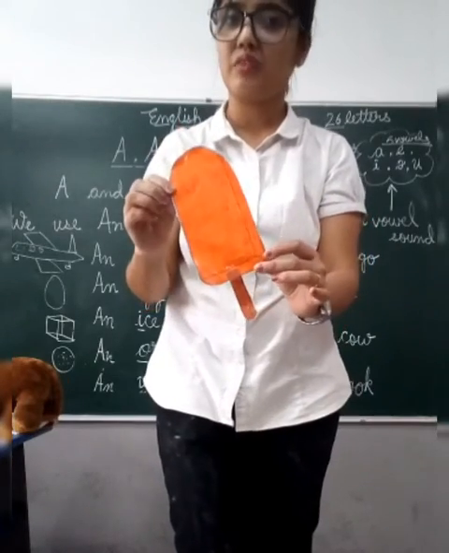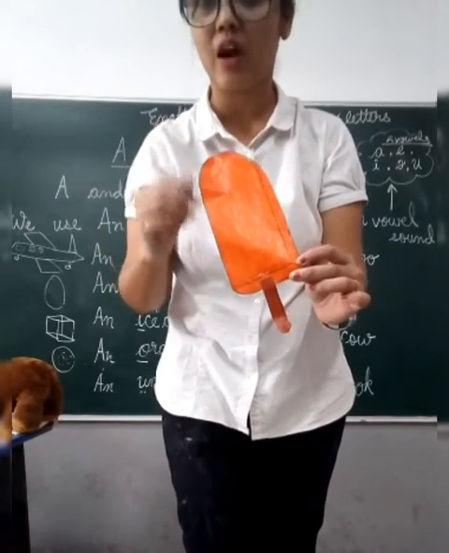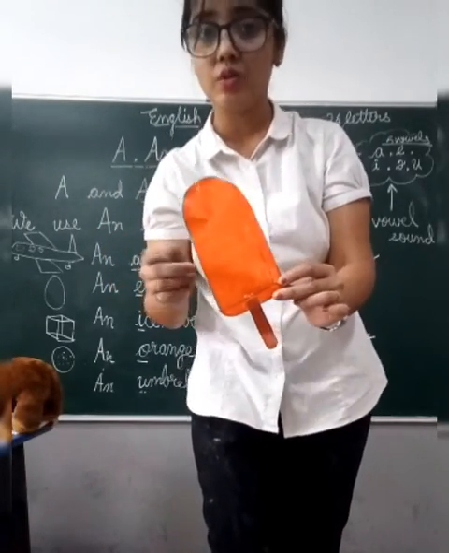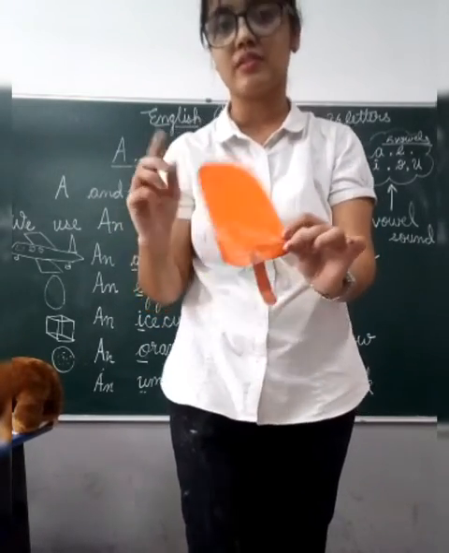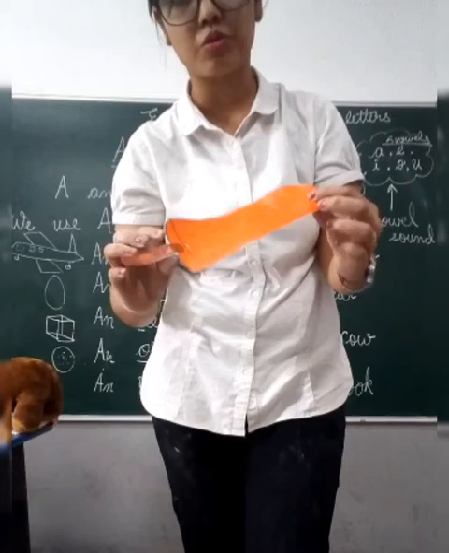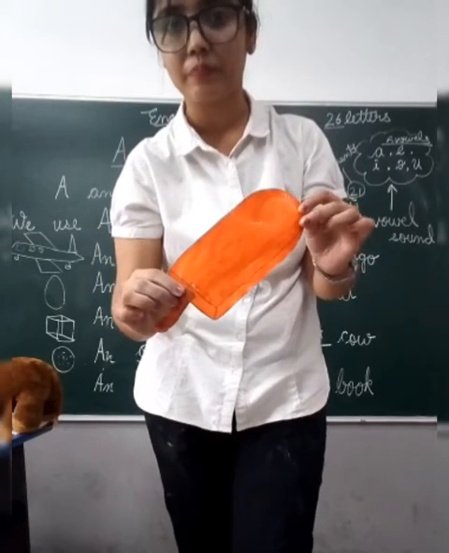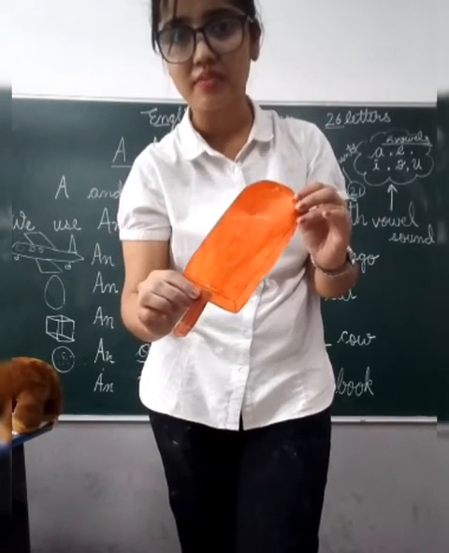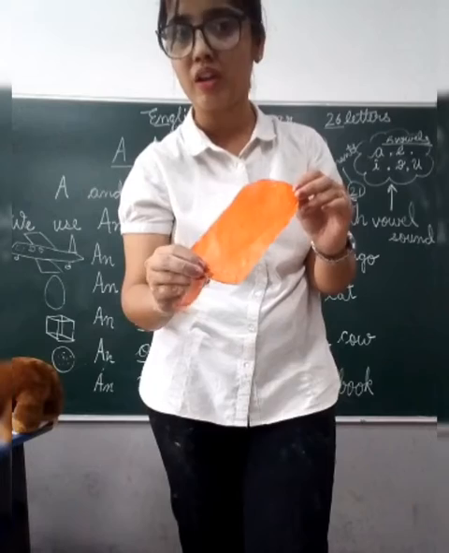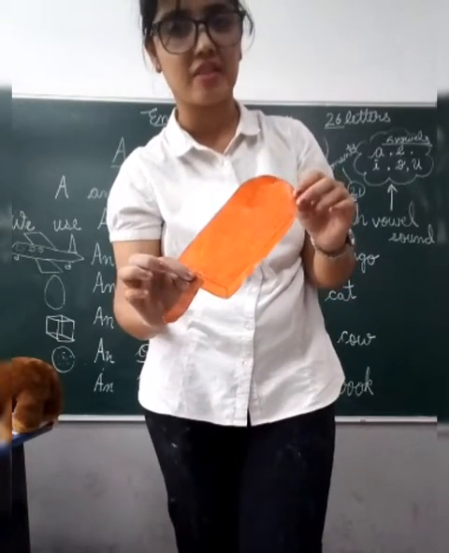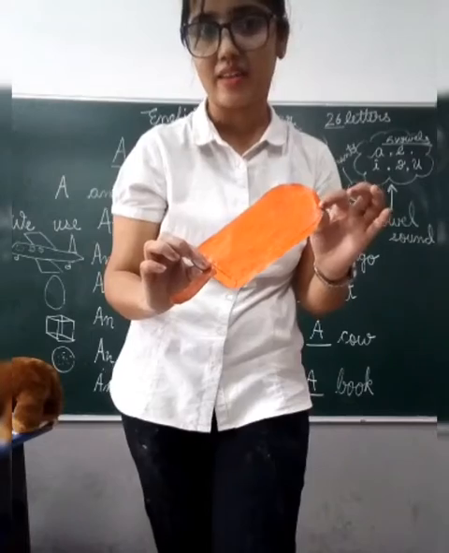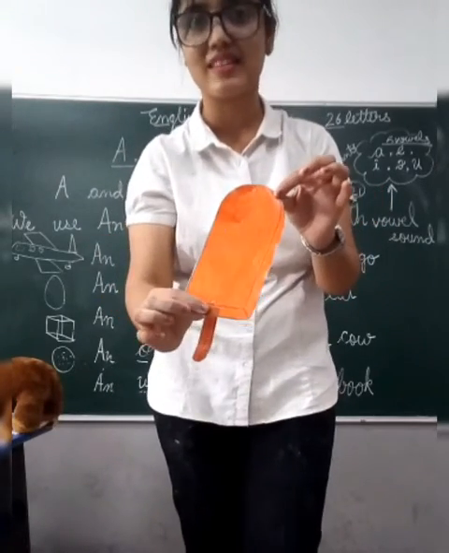So we can use a or an, but now you have to decide whether you will use an before it or a. For that you just go through the spelling. It starts with an I sound, which is a vowel, so that is why we will use an before it. An ice cream. This is an ice cream, and this is an orange ice cream, I guess.